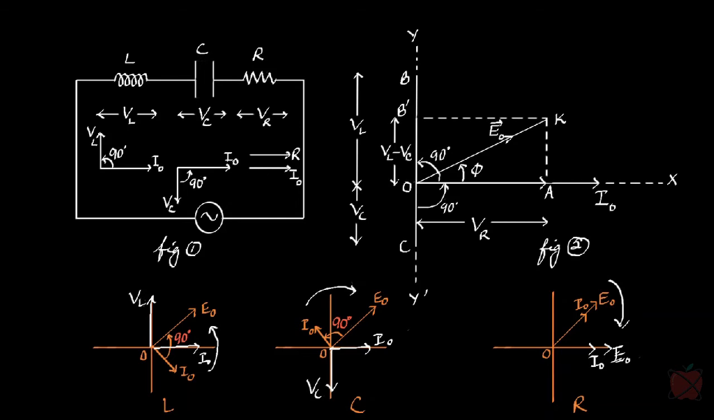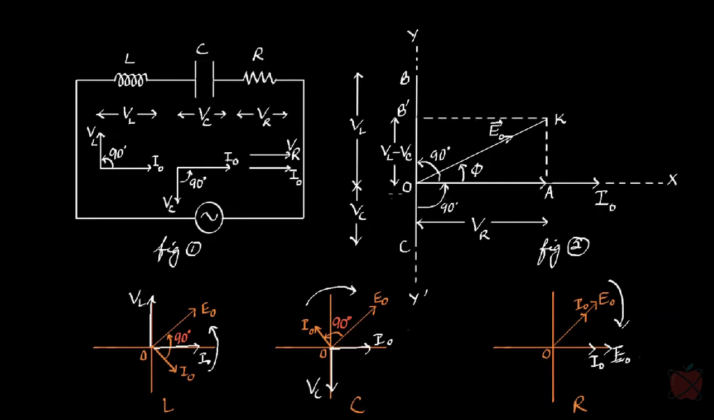I take this and I put it here. VC is now denoted by OC, I naught by OX. I take this and I put it here. VR here, not R. This is supposed to be VR. VR is along OA and I naught is along OX. So we're getting this kind of a phasor diagram, which is a combination of all the phasor diagrams. Are we clear here? Yes?